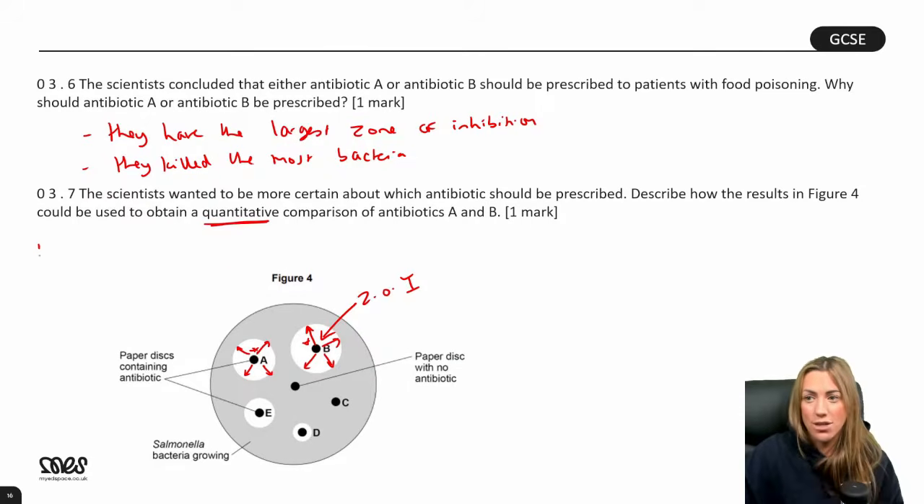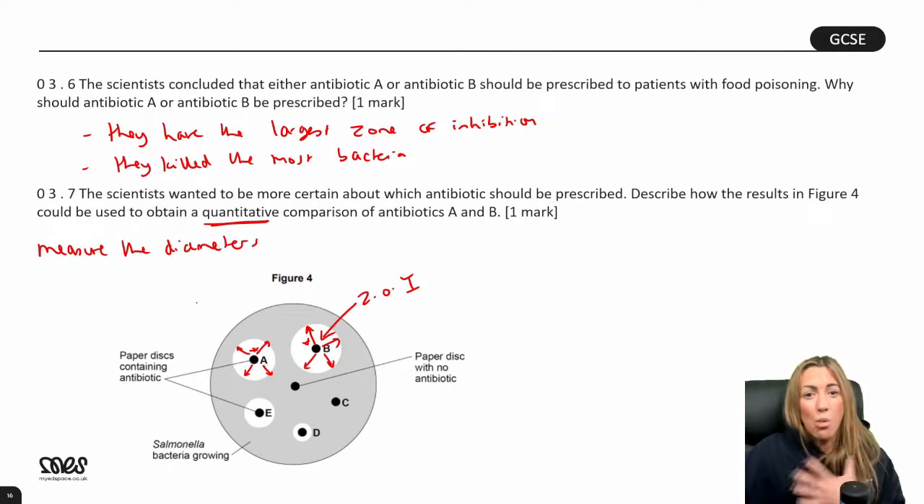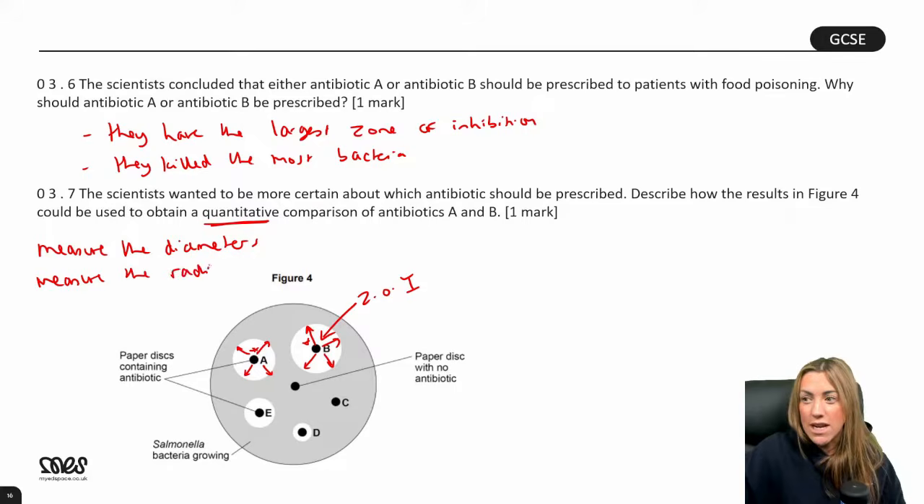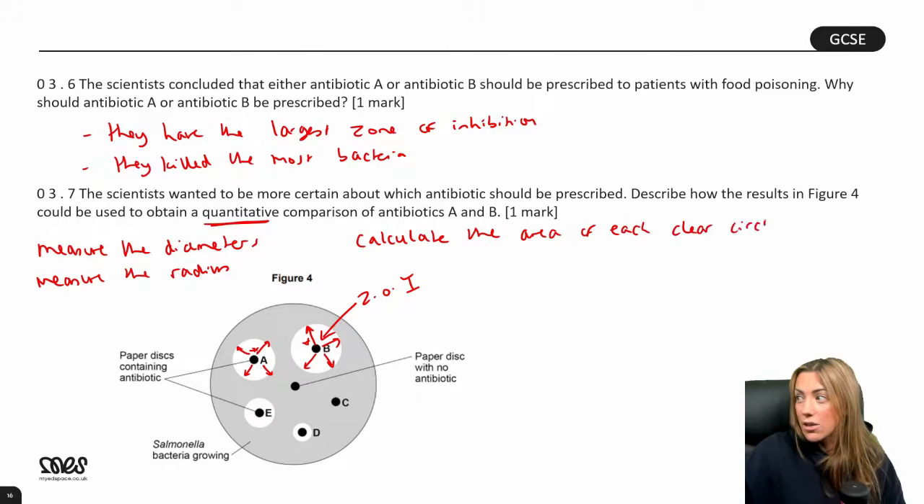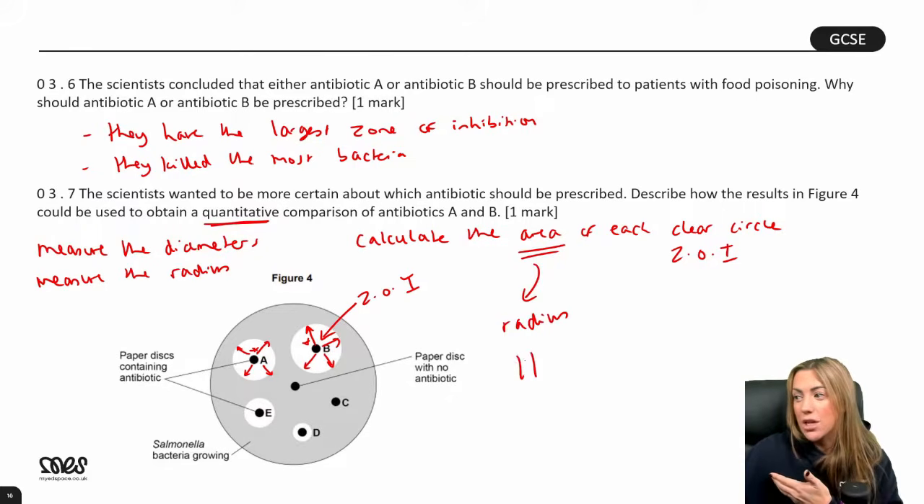You could simply just say, measure the diameters, and the one with the biggest diameter has the biggest zone of inhibition. You could say measure the radius of the circle, and the one with the biggest radius obviously has the biggest zone of inhibition. Or you could go as far as to calculate the area of each clear circle, or the area of each zone of inhibition. Obviously, to calculate the area, you'd have to know the radius, because you do pi times the radius squared to get the area of the circle.